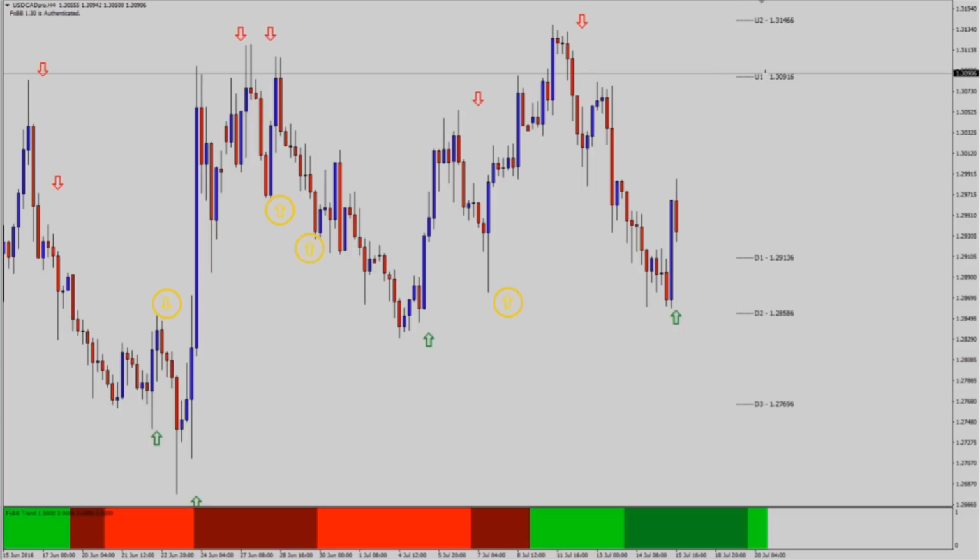But anytime you get a red arrow on a red band, that's a good trade. And you can see coming into this, we had red, markets rallying, and then we got a red arrow. So we've got a red band and a red arrow, so we're looking to sell. And here's how this works.